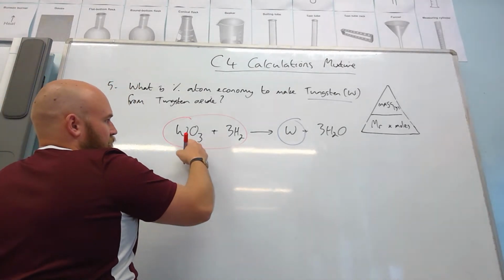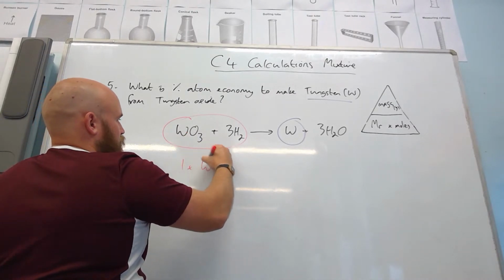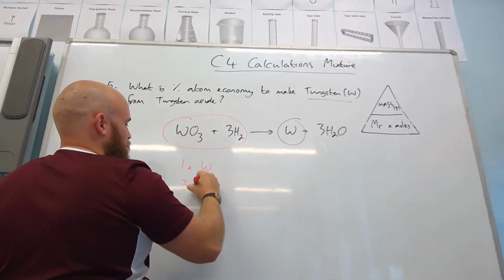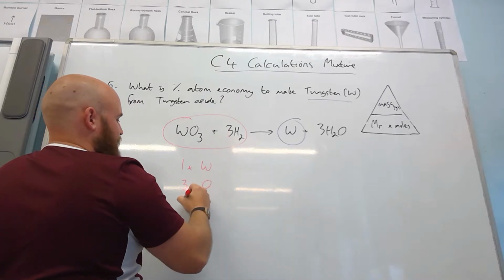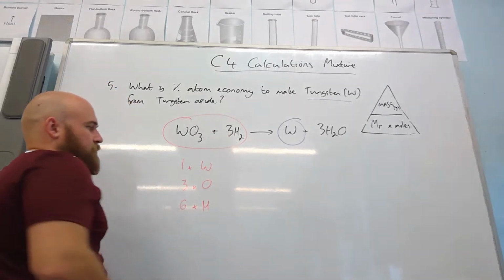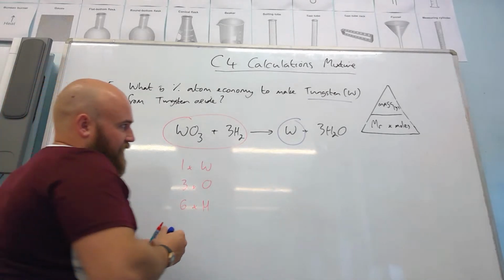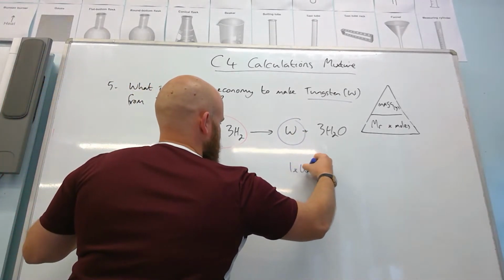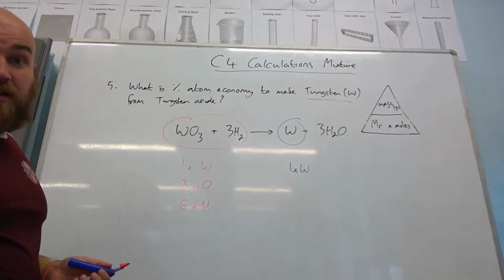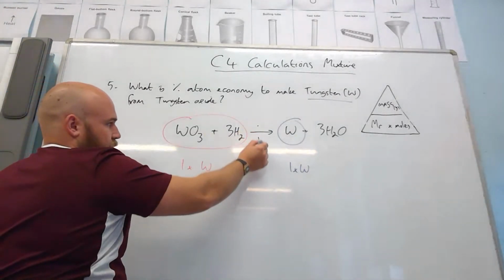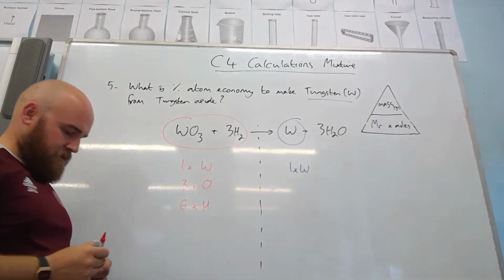So what atoms have I got? I've got 1 W, I've got 3 O's, and I think I've got 6 H's in total. All right, and on this side, I've just got 1 W. All right, so I'm going to use my periodic table in a moment. I'm just going to put a bit of a divide in there so we don't get confused.